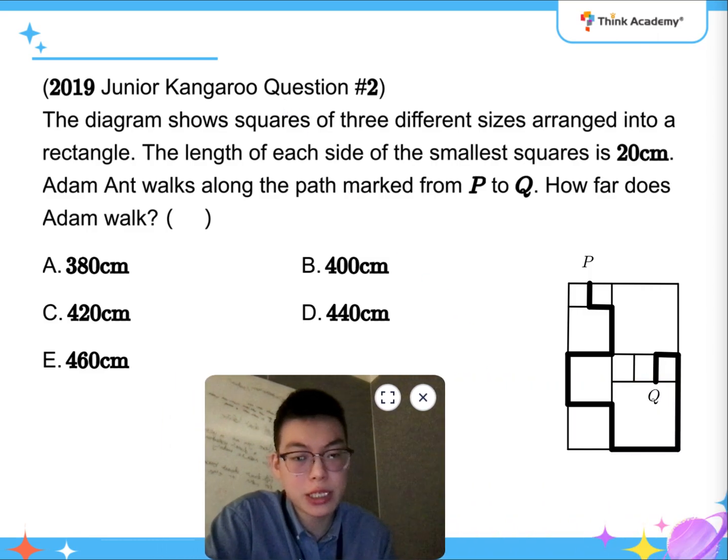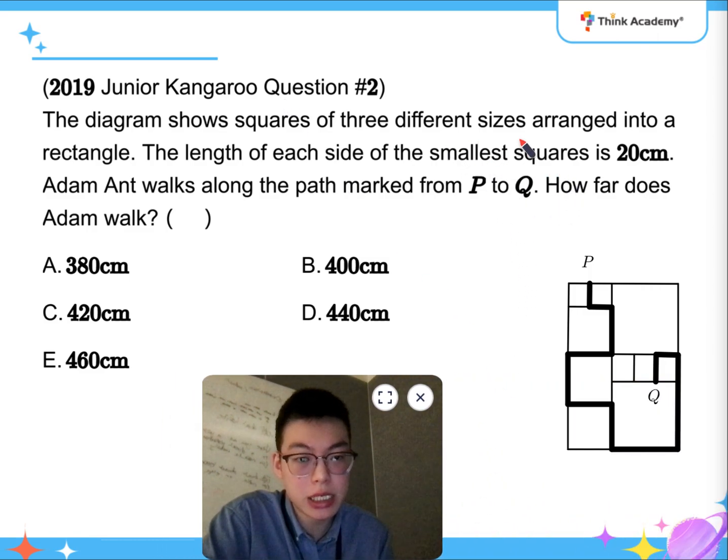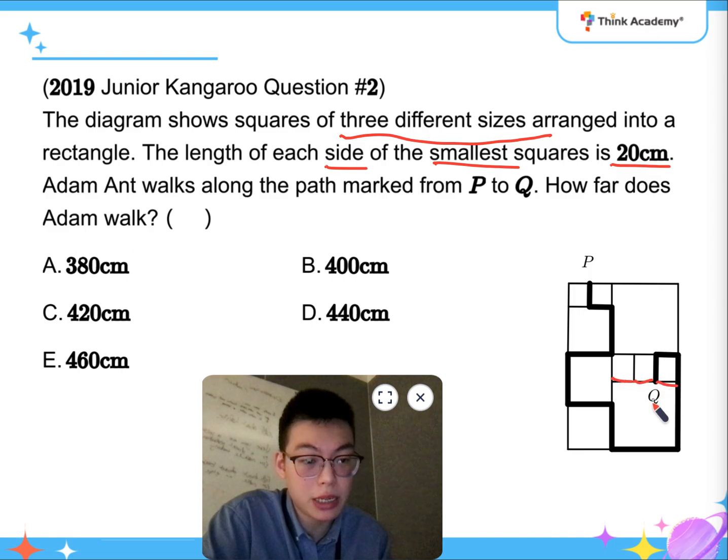And then for the second question, so basically it says that the length of each side of the smallest square is 20, and then there are 3 different sized squares arranged in this rectangle. So if the length of the small square is 20, it means that for the large one it's 60, for the medium one it's 40, right? And then we can just do it by counting.